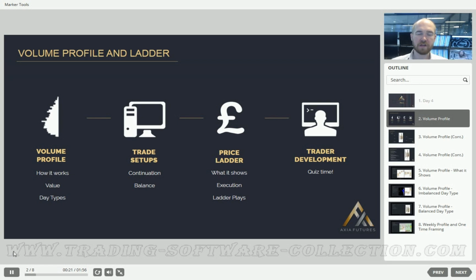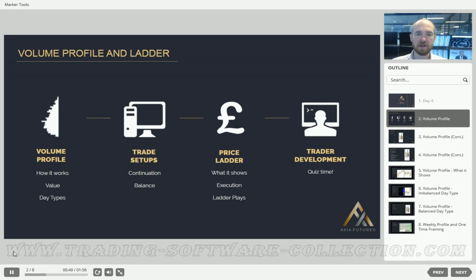We'll then go into looking at a couple of different day types. Understanding the different day types will give you a much greater idea of the types of trades that you want to be employing on a certain day. So it gives you a good way of ordering your days and even ordering your weeks when you take it onto a longer time scale.